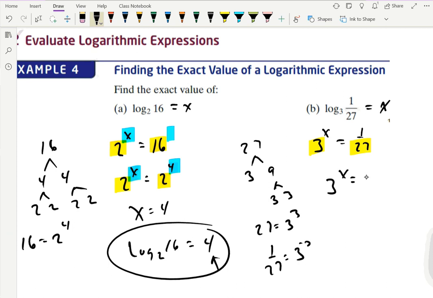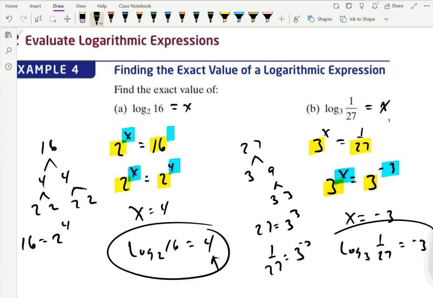So I have 3 to the x equals 3 to the negative 3. So now my bases match each other. Since my bases match, now my exponents I can set equal to each other. So x must be negative 3, meaning then that the log of 1/27th base 3 must be negative 3 then. So negative 3 was the answer that I was looking for.